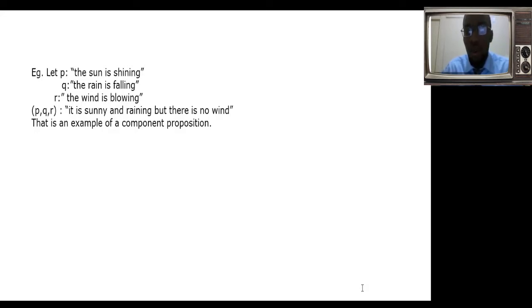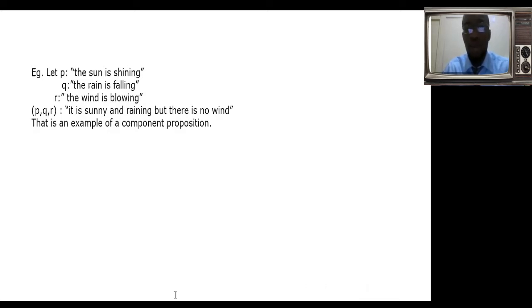And what we use to combine these propositions is what is known as connectives. So connectives are what we use to combine propositions, and the main connectives that we use at CAPE Mathematics are and, or, and not. Those are the three basic connectives that we use to combine simple propositions to form compound propositions.